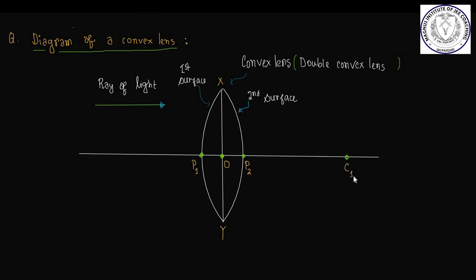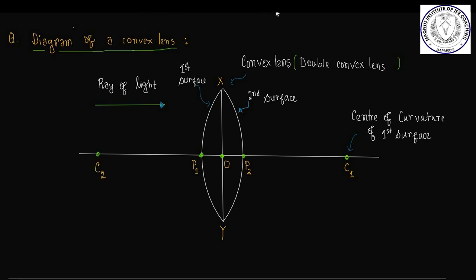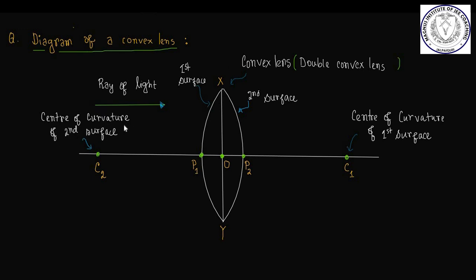Now we can denote the center of curvature of the lens. C1 is the center of curvature of the first refracting surface XP1Y of the lens. Similarly, we can denote the center of curvature of the second refracting surface XP2Y. Here C2 is the center of curvature of the second refracting surface of the lens.